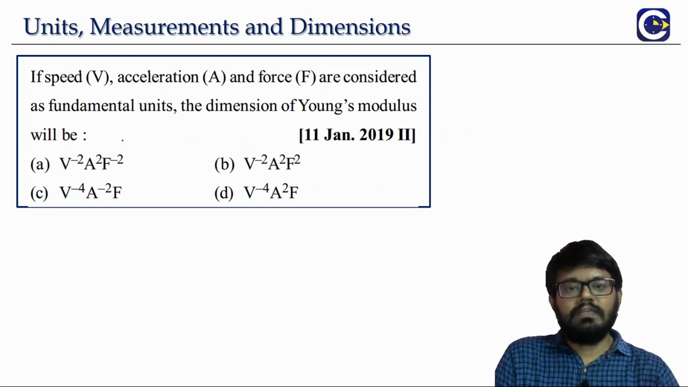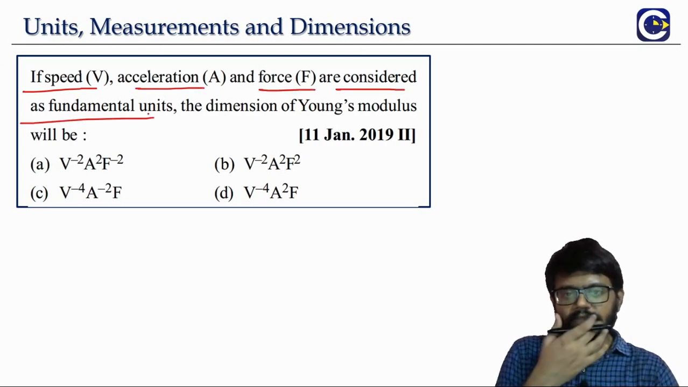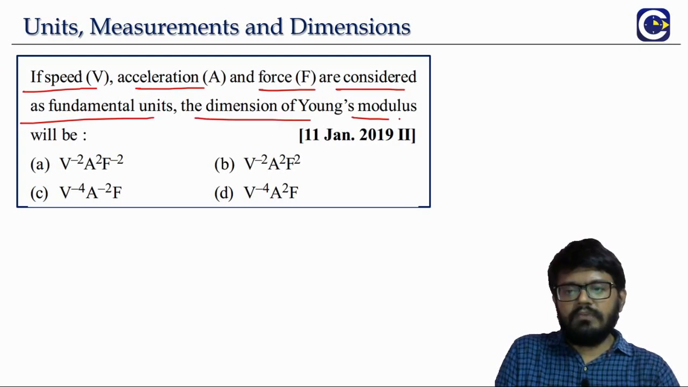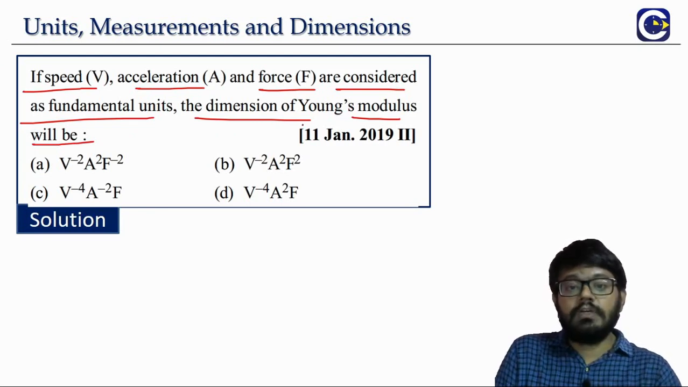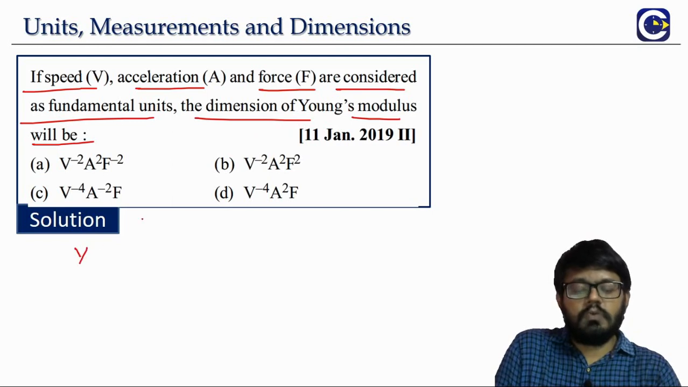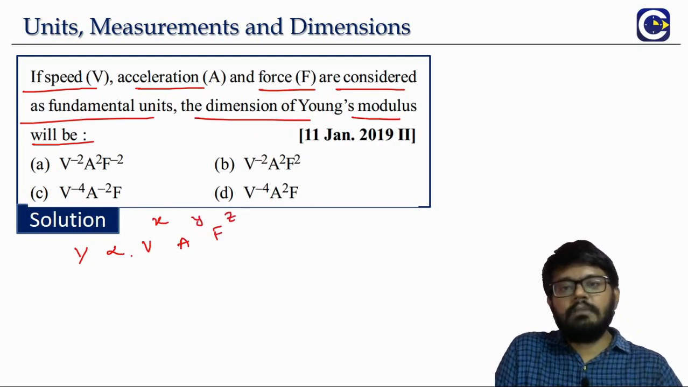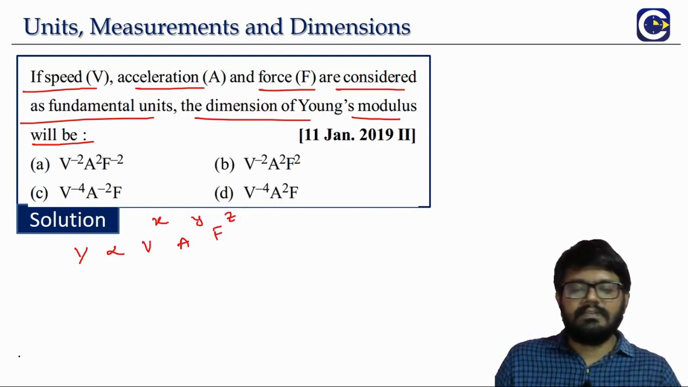This is a question based on the dimensional approach. Speed V, acceleration A and force F are considered as fundamental units. The dimension of Young's modulus will be. So we have to express the Young's modulus in terms of speed, acceleration and force. If you say that the Young's modulus is proportional to speed power x, acceleration power y and force power z, then the dimensional approach says that on both sides of the relation we must have the same dimensions.